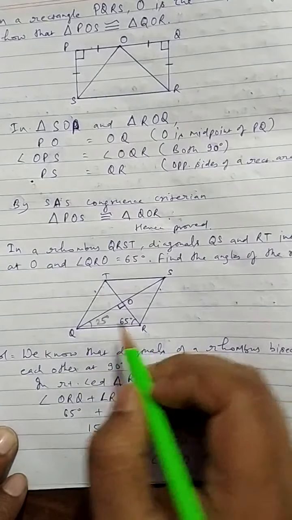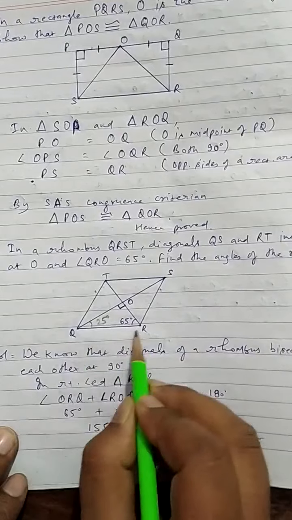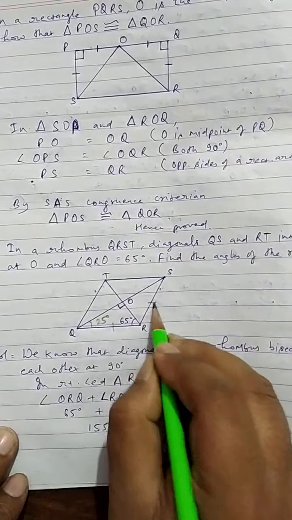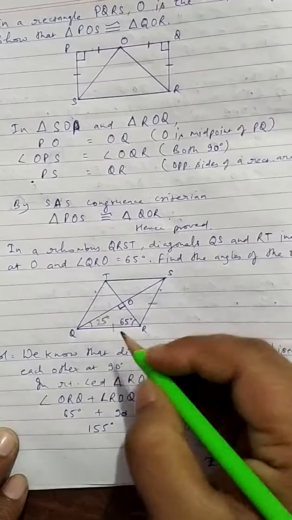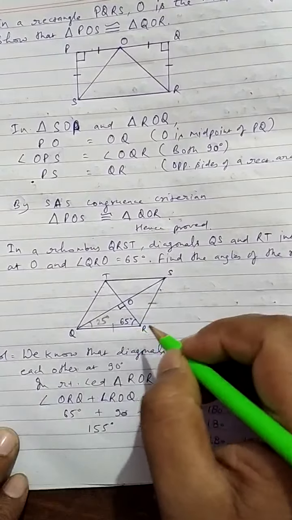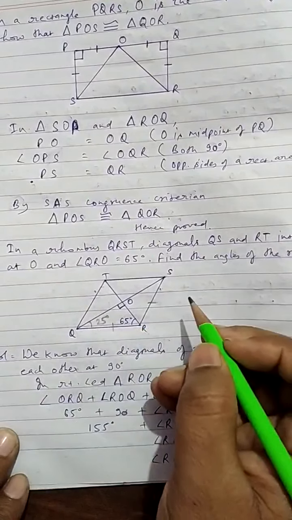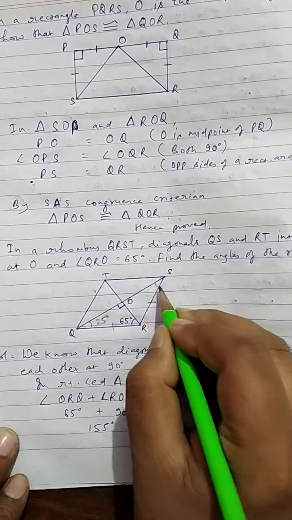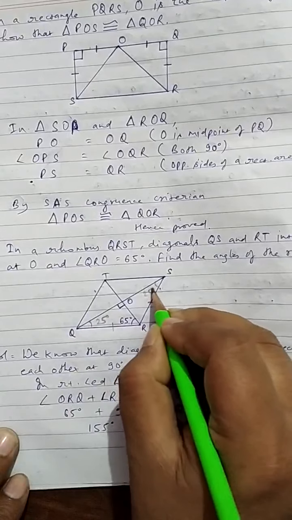Also we know that QR is equal to RS. So these two sides are equal, so this creates an isosceles triangle. In an isosceles triangle, the base angles are equal. So angle RSQ will also be 25 degrees.